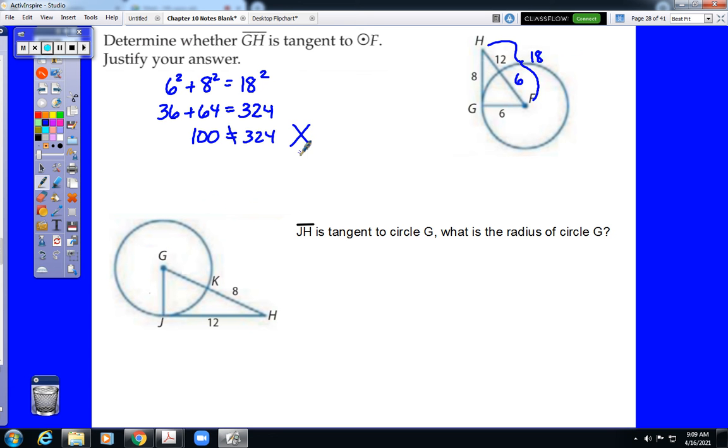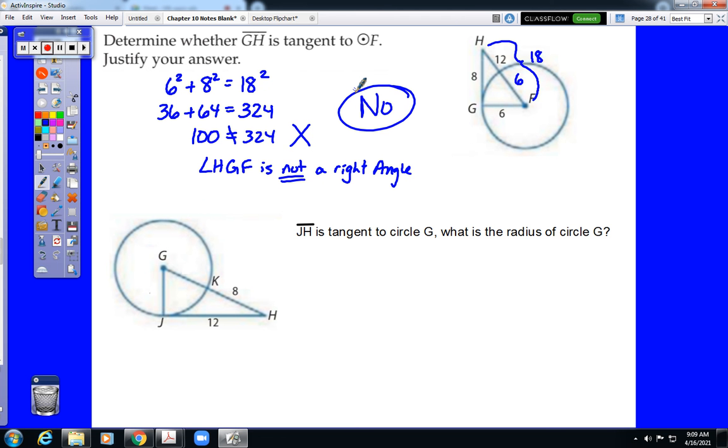So this failure means that angle HGF is not a right angle, which means the answer to this question is no, because if G is not a right angle, then HG is not tangent to the circle.